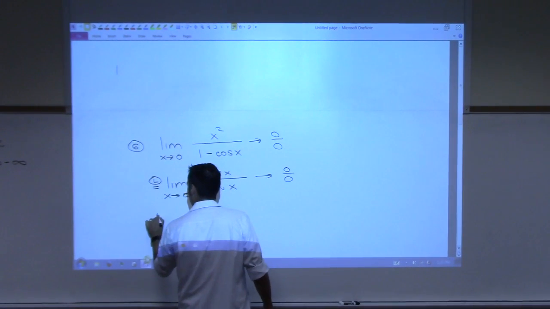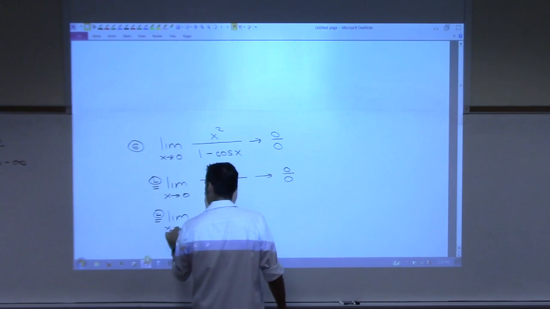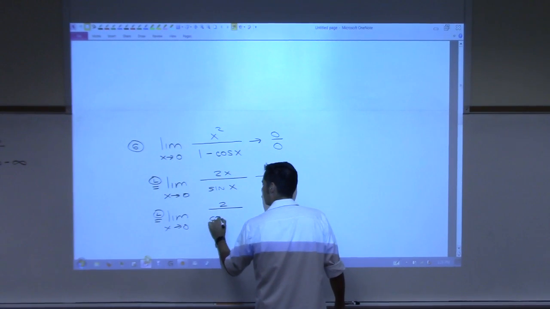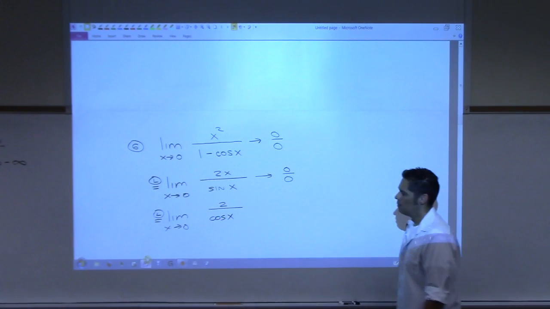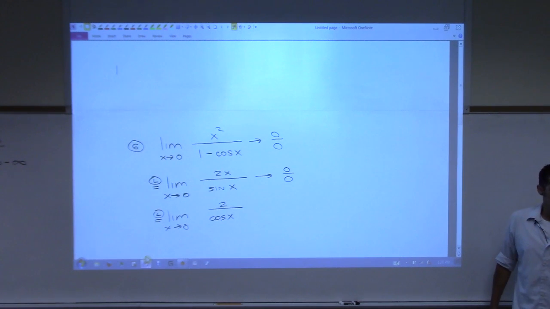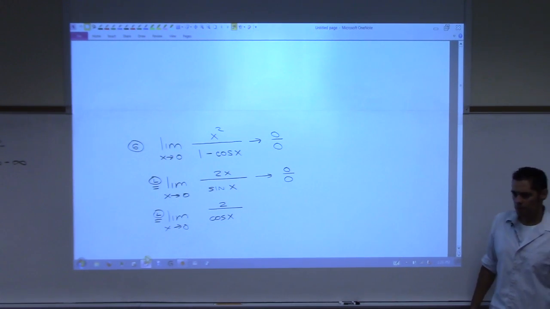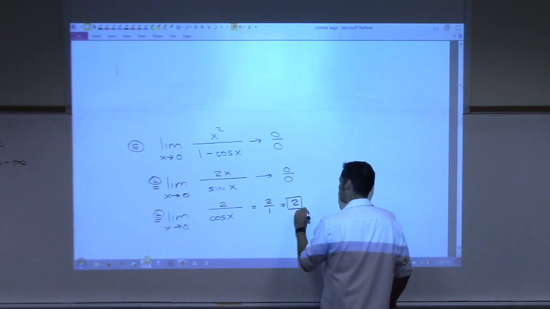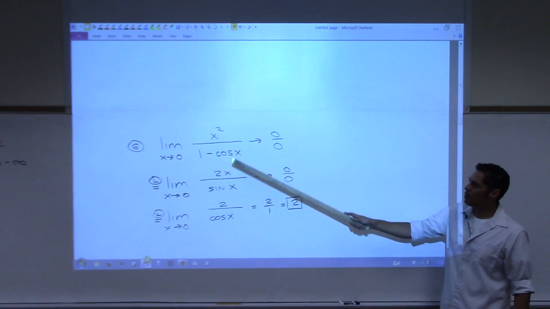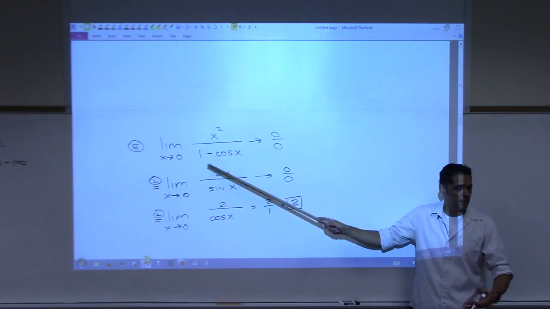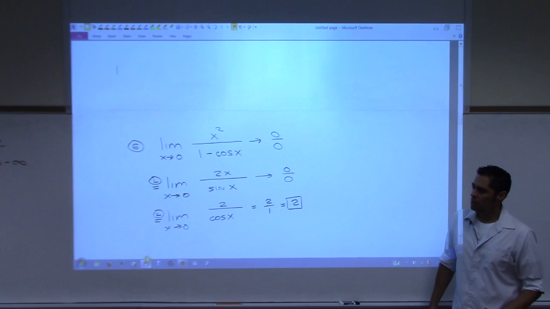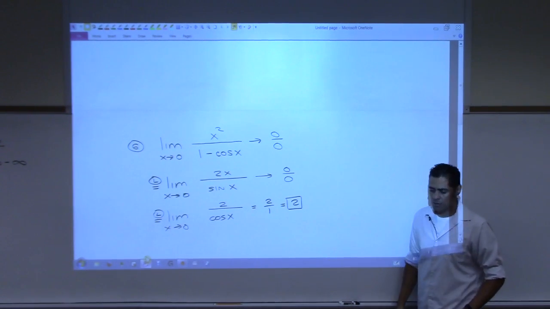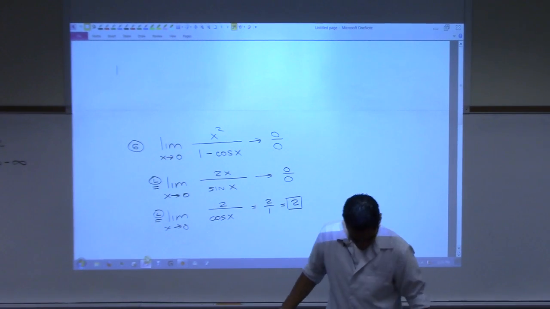So I'm going to apply L'Hopital again. And I get 2 over cosine x. And now if I let x go to 0, what do I get? 2 over 1. Which is 2. So again, if I were to graph it, at 0 it would be undefined, but I could tell you that it's approaching 2. As I get closer to 0, it's getting closer to 2. We good?